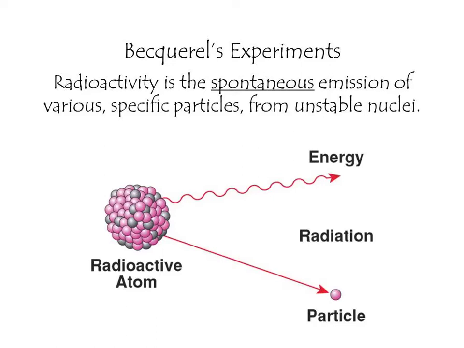But with Henry Becquerel, as he was observing uranium, he noticed that things would just spontaneously emit. And the same thing with Marie Curie and Pierre Curie. They noticed with other elements that this happened, and so they came up with radioactivity, and that is the spontaneous emission of various particles from unstable nuclei. And this is what we're going to focus on, how a nucleus emits and creates a new element.